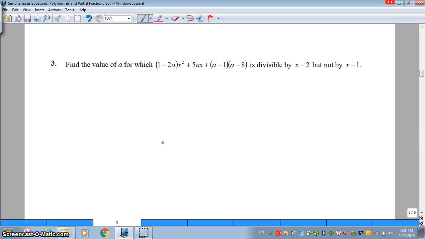Okay, take a look at question 3. Same thing, we have a quadratic function given. So let us define our quadratic function.